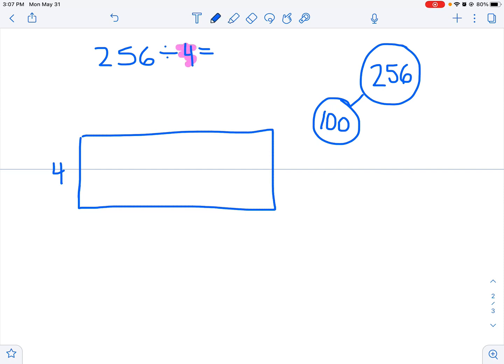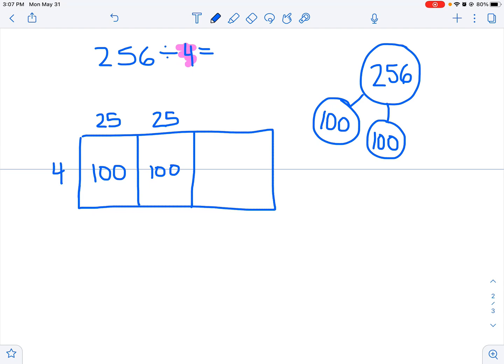I know 100 is divisible by 4 because I know 4 quarters makes $1, so 4 25s makes 100. While I've taken care of 100, I can do another 100, right? So I'll do that on my area model as well. Remembering to label, right? Our quotients go right here at the top, and that's going to come in key later. Now I've taken care of 200.